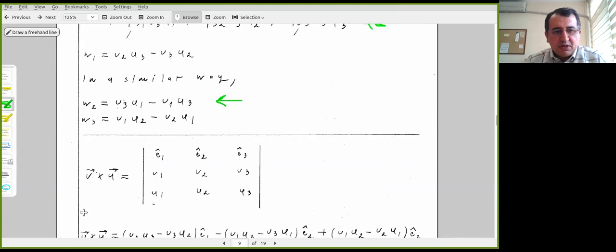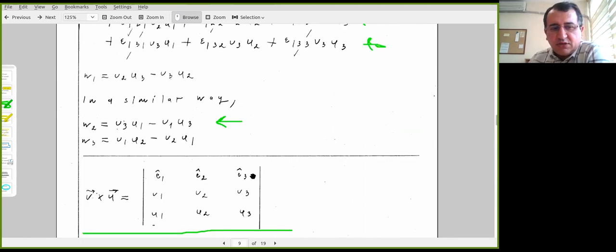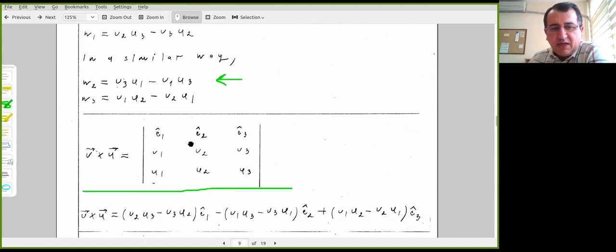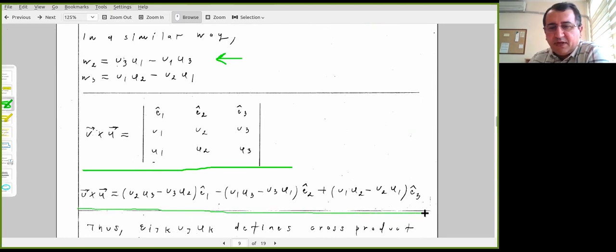This is the cross-product operation in matrix notation. U cross V is equal to this determinant. As in regular cross products, the first row contains the unit vectors e1 hat, e2 hat, e3 hat. In the second row, we have the scalar components of U. Third row, you know how to expand the determinants. Thus, U cross V is given in vector form. This is the vector form, and compare the elements.